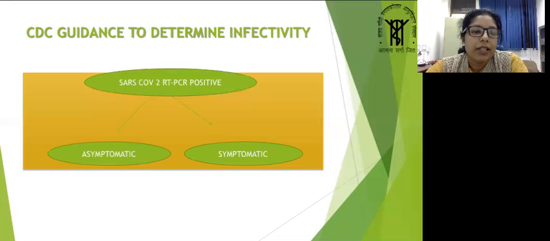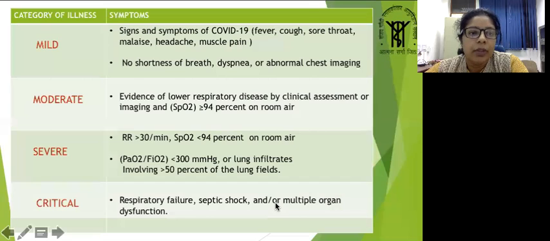Any patient who tests as RT-PCR positive can be either asymptomatic or symptomatic. So, the symptomatic patients can be again classified as mild, moderate, severe, and critical. The mild patients present with signs and symptoms of COVID-19 like fever, cough, sore throat, malaise, headache, muscle pain, but there is no shortness of breath, dyspnea, or abnormal chest imaging.